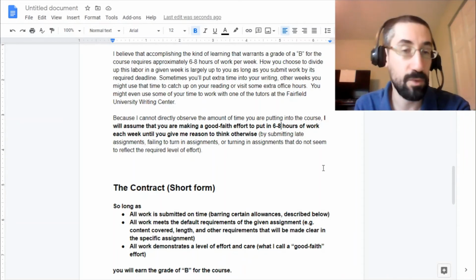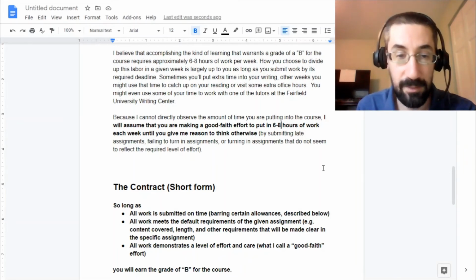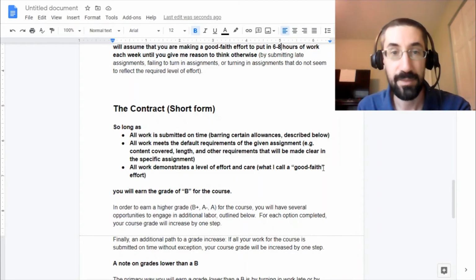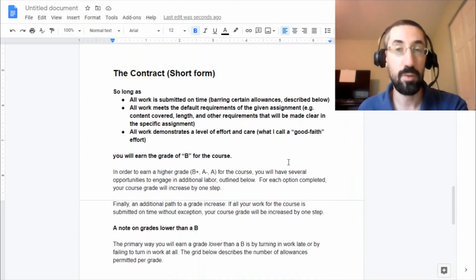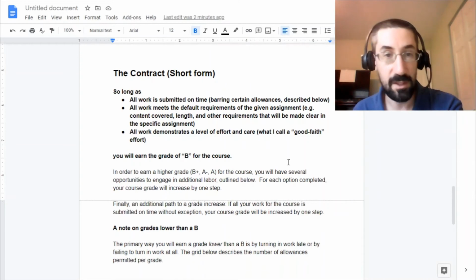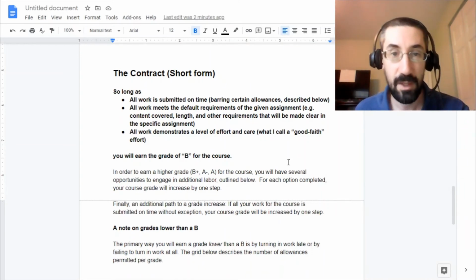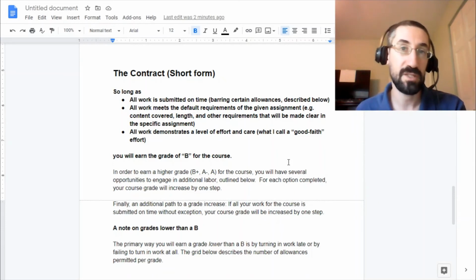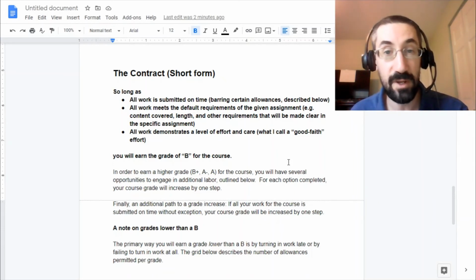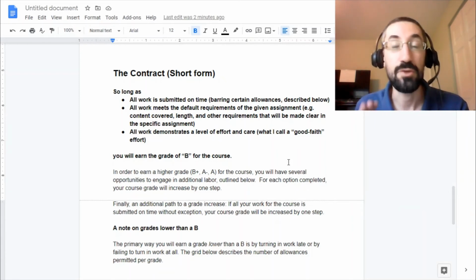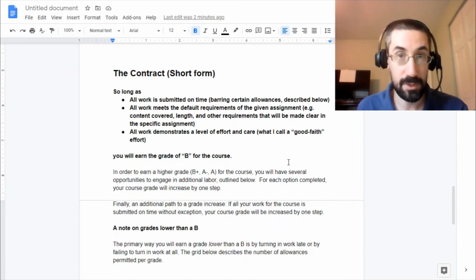So here's the short form of what this contract is going to look like. And we've talked a little bit about this in our meetings. As long as you turn in the work on time, as long as the work meets the basic requirements of the assignment, in terms of the content covered, the length, and all the other requirements that I'll make clear in each specific assignment, and as long as all the work is submitted and demonstrates a level of effort and care, and that's what I mean by good faith effort. It's clear that you've put in effort and you've taken care to do your best. You get a grade of a B for the course. And that applies to everyone in the class.